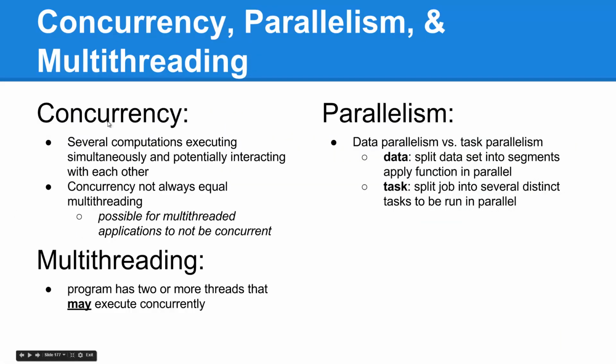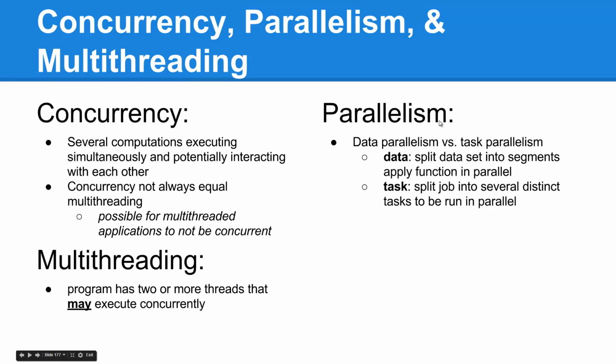There are 3 terms that are essential to know: concurrency, multithreading, and parallelism. Concurrency involves several computations executing simultaneously and potentially interacting with each other, maybe sharing memory or objects, etc. This does not always equal multithreading. It is actually possible for a multi-threaded application to not be concurrent. But that's not a really big point you need to know. Multi-threading simply means a program that has 2 or more threads that may execute concurrently, but don't necessarily need to.